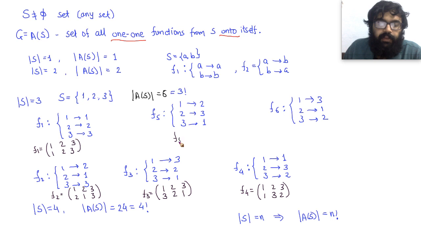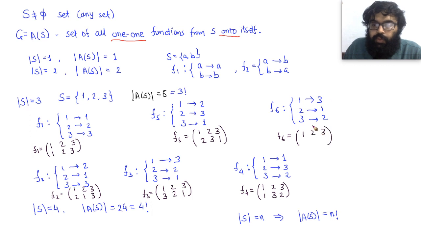Similarly, f5. So all these 6 functions we can in fact write like this, and these are nothing but what we call permutations: 2, 3, 1. So here f6 is 1 goes to 3, 2 goes to 1, and 3 goes to 2. So f6 of 1 is 3, f6 of 2 is 1, and f6 of 3 equals 2, so 3 goes to 2. So this is how we write the functions.